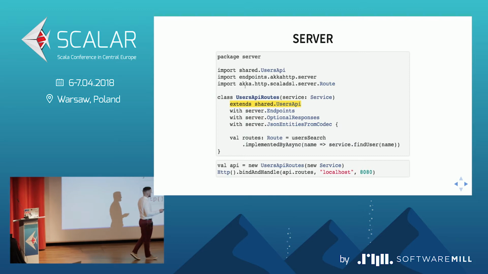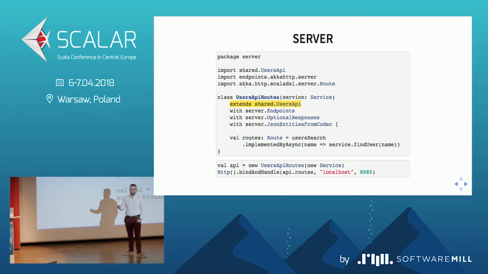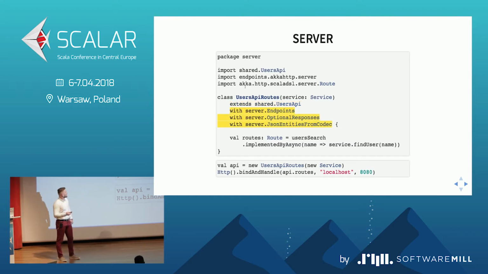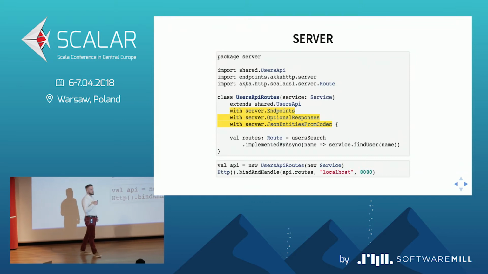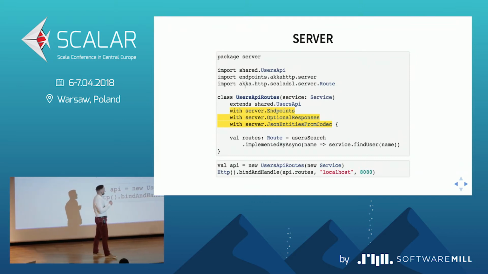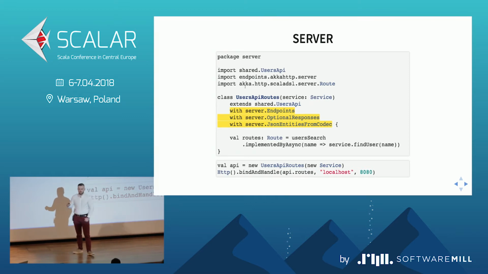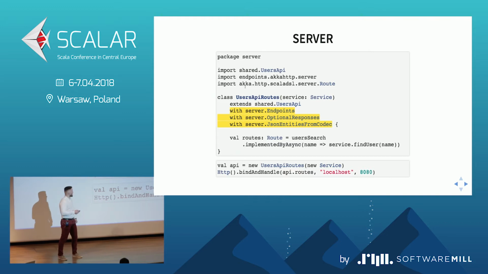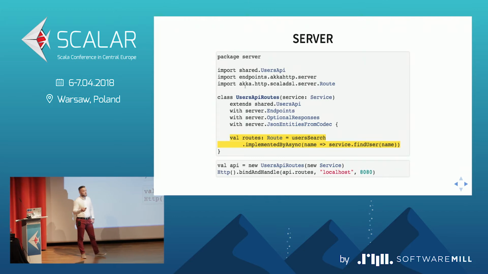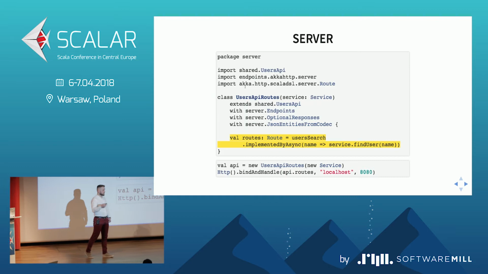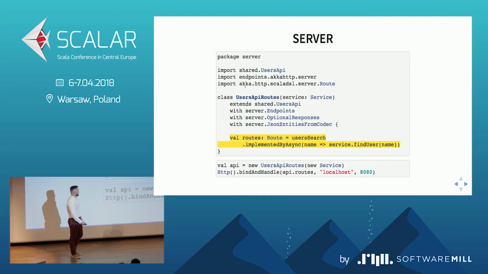You start with defining a class, and you extend your previously defined API. Then you just mix in a couple of traits. They are called the same as the ones we have used before, but they come from a different package. So here they come from akka-http server inside the endpoints library. And all you have to do is say that the user search endpoint is implemented by an async operation, taking a name of the user and invoking some business logic.